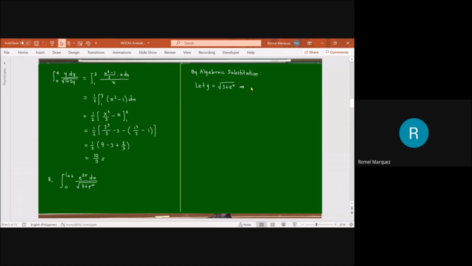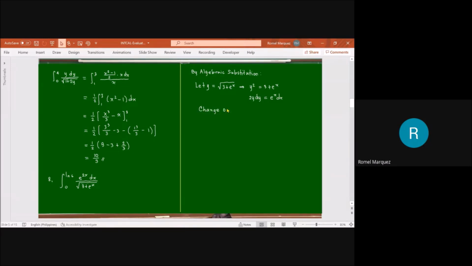Then we have y squared is equal to 3 plus e to the x. Getting the differential of each side, 2y dy equals e to the x dx. Now, since I do not want to go back to the original variable x later, once I evaluate the actual definite integral, I'm going to have change of limits.